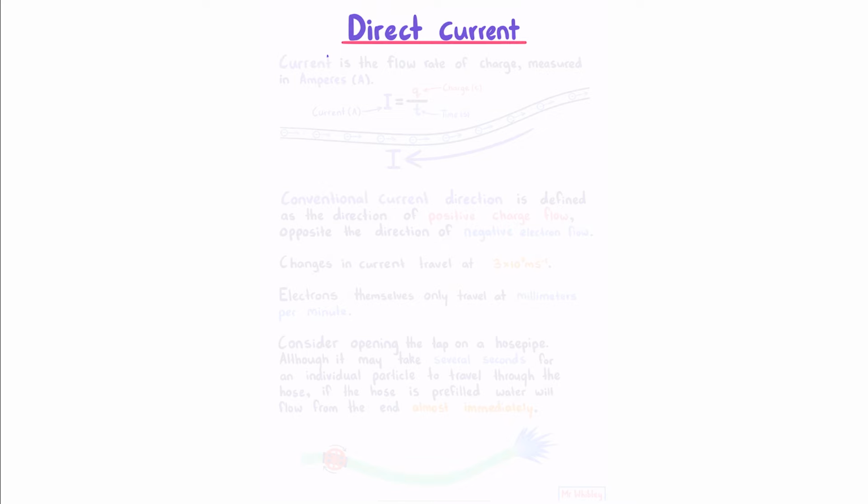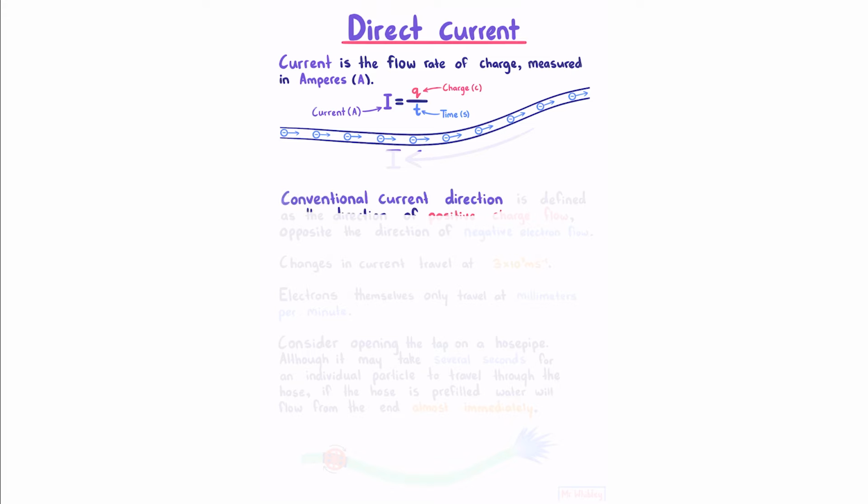Direct current. Current is the flow rate of charge, measured in amperes, symbolized by capital A. Putting this mathematically, our current, symbolized by I, is the charge per time. Conventional current direction is defined as the direction of positive charge flow, which is opposite to the direction of negative electron flow. And so although the actual things are flowing in this direction, we define the current as being in the opposite direction, for historical reasons that are too annoying to change.